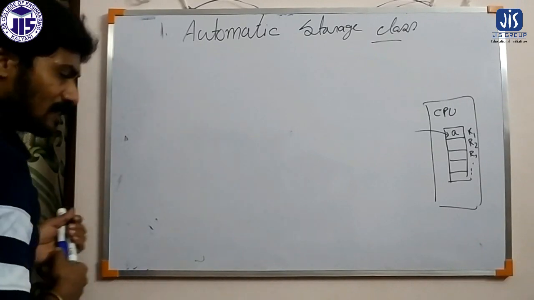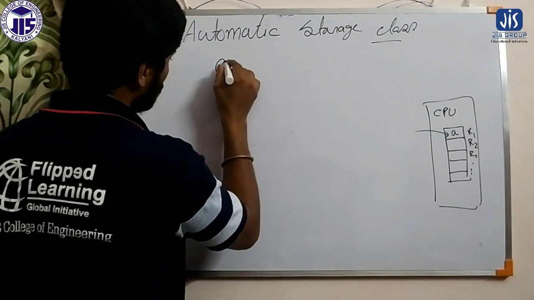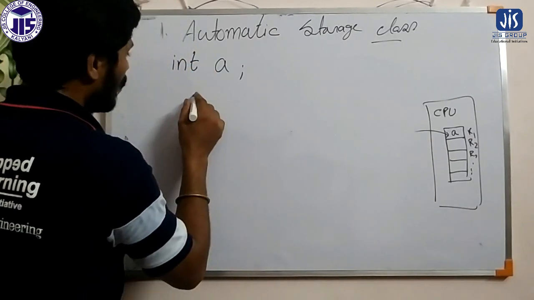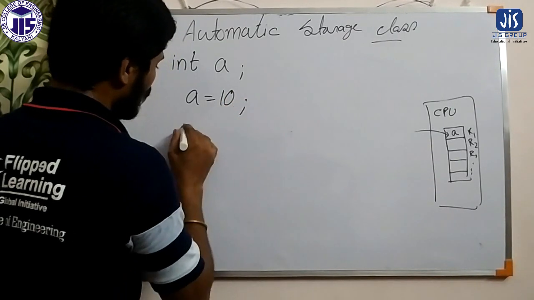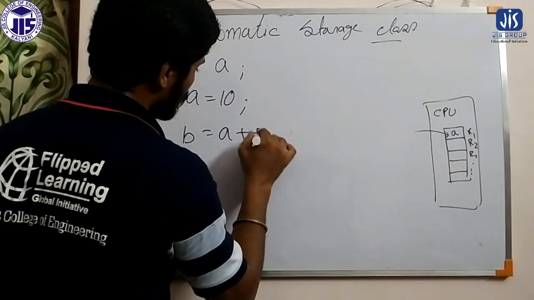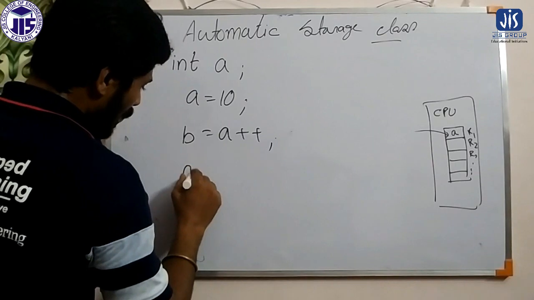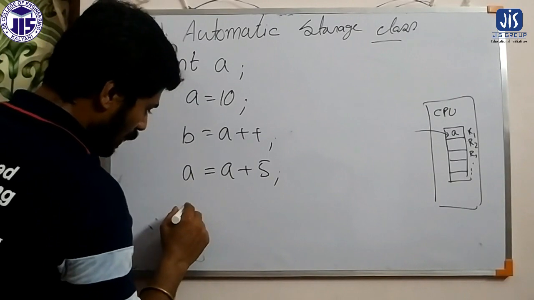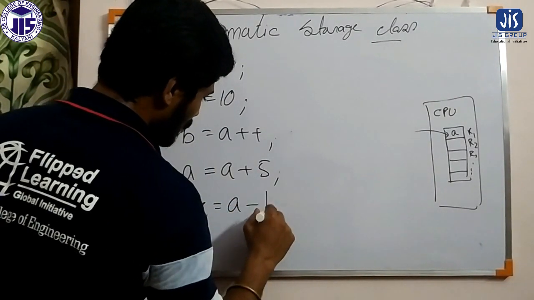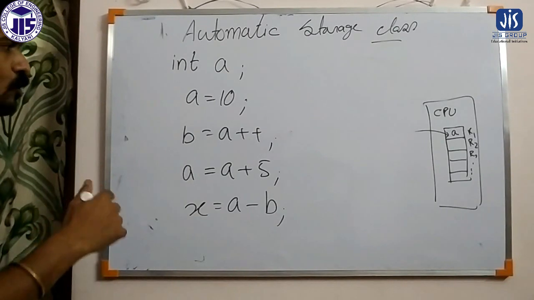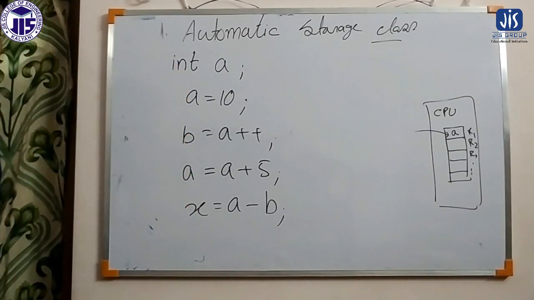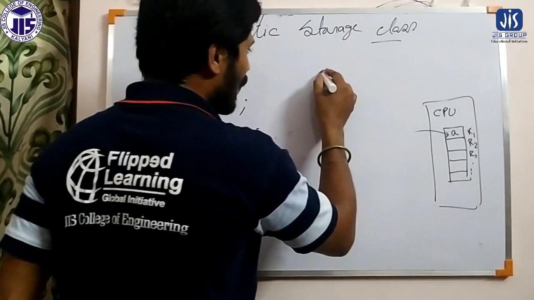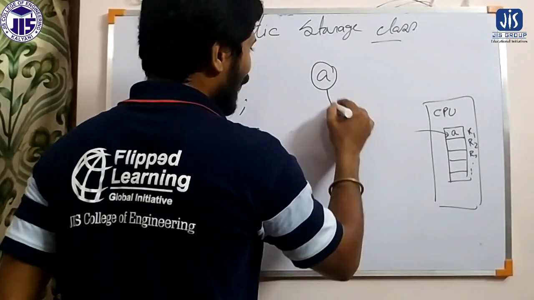if I write a program in such a way that A is a variable, first I declare it. Now I write A equals 10, then I write B equals A++, then I write A equals A plus 5, then X equals A minus B, and so on. So this is a series of statements. From this series of statements, you can see the variable A, we are accessing very frequently.